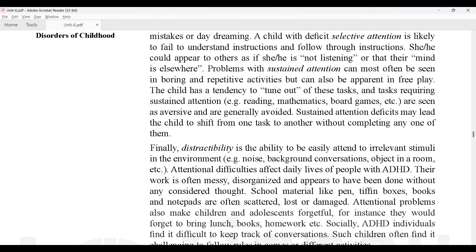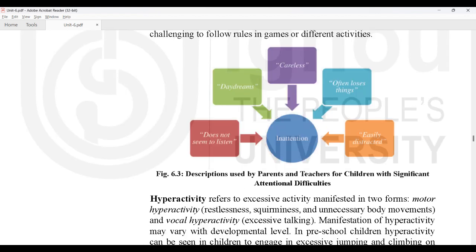Attentional difficulties affect daily lives of people with ADHD. Their work is often messy, disorganized, and appears to have been done without any considered thought. School material like pen, tiffin boxes, books and notepads are often scattered, lost or damaged. Attentional problems also make children and adolescents forgetful. For instance, they would forget to bring lunch, books, homework, etc. Socially, ADHD individuals find it difficult to keep track of conversations. Such children often find it challenging to follow rules in games or different activities.